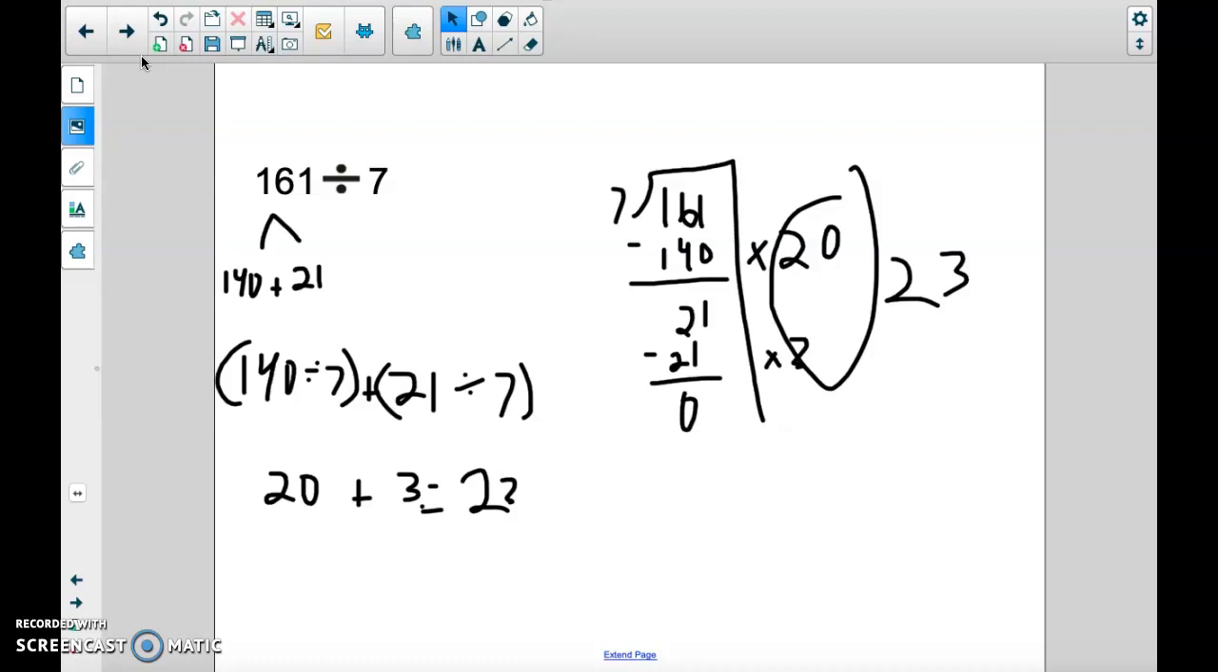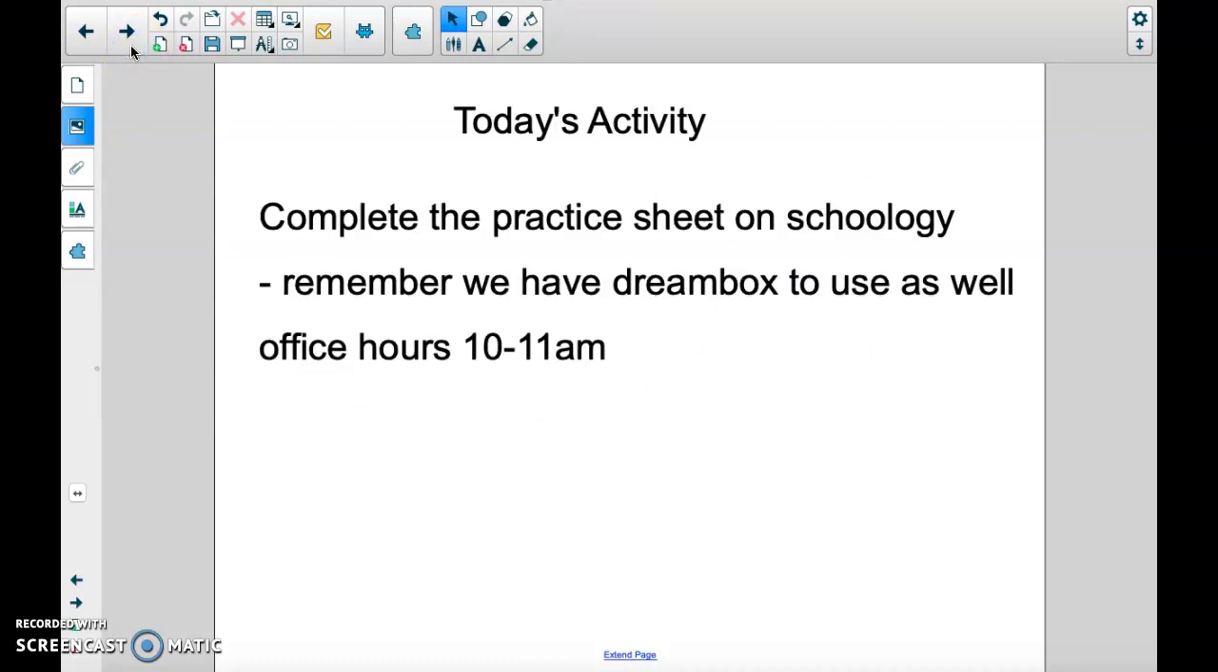If you don't, definitely come to office hours, okay? If you're kind of struggling, you forget, you need a little extra help, extra practice, definitely come to office hours, okay? So today's activity, you have a practice sheet on Schoology, okay? There are 2 pages to it, all right? It's not a whole bunch of problems on each page, but please make sure you do both pages. Also remember, you have Dreambox to use at your disposal as well. Take advantage, guys. A lot of people don't have that. We're lucky. So go on there for a bit. Play around, okay? Also, like I just said, remember that office hours today are from 10 to 11.